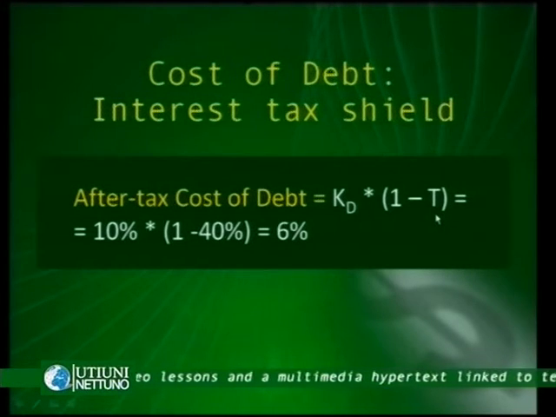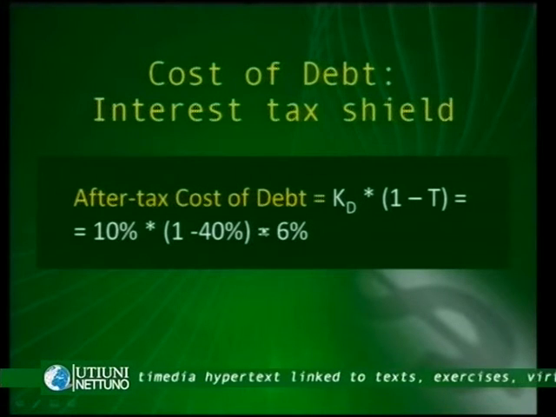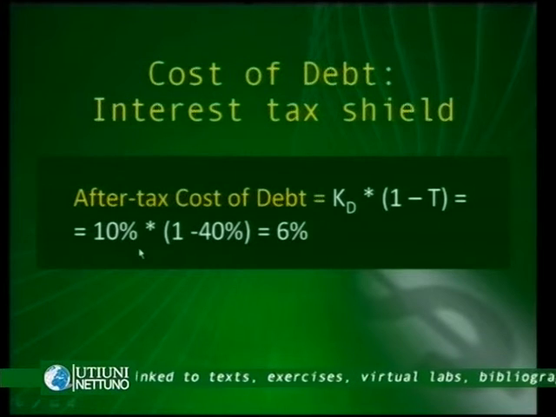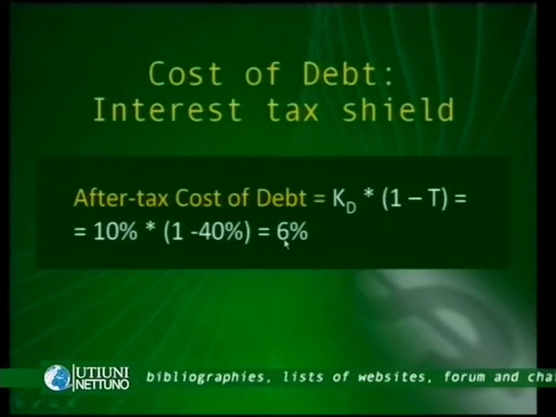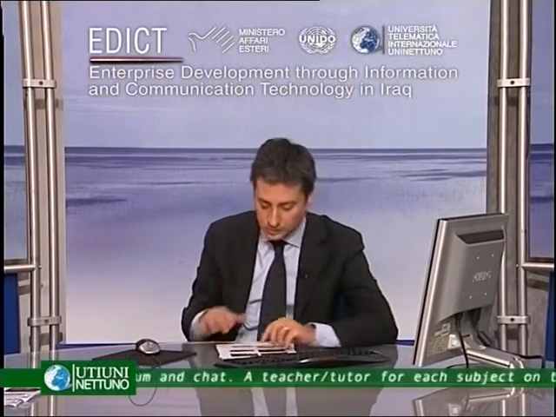So in our example, the KD was 10%, the tax rate was 40%. So if we multiply the 10% interest rate times 1 minus 40% of tax rate, we get an after-tax cost of debt of 6%. So this is the real cost of debt for the firm, and this is the parameter that we have to consider when we calculate our cost of capital.